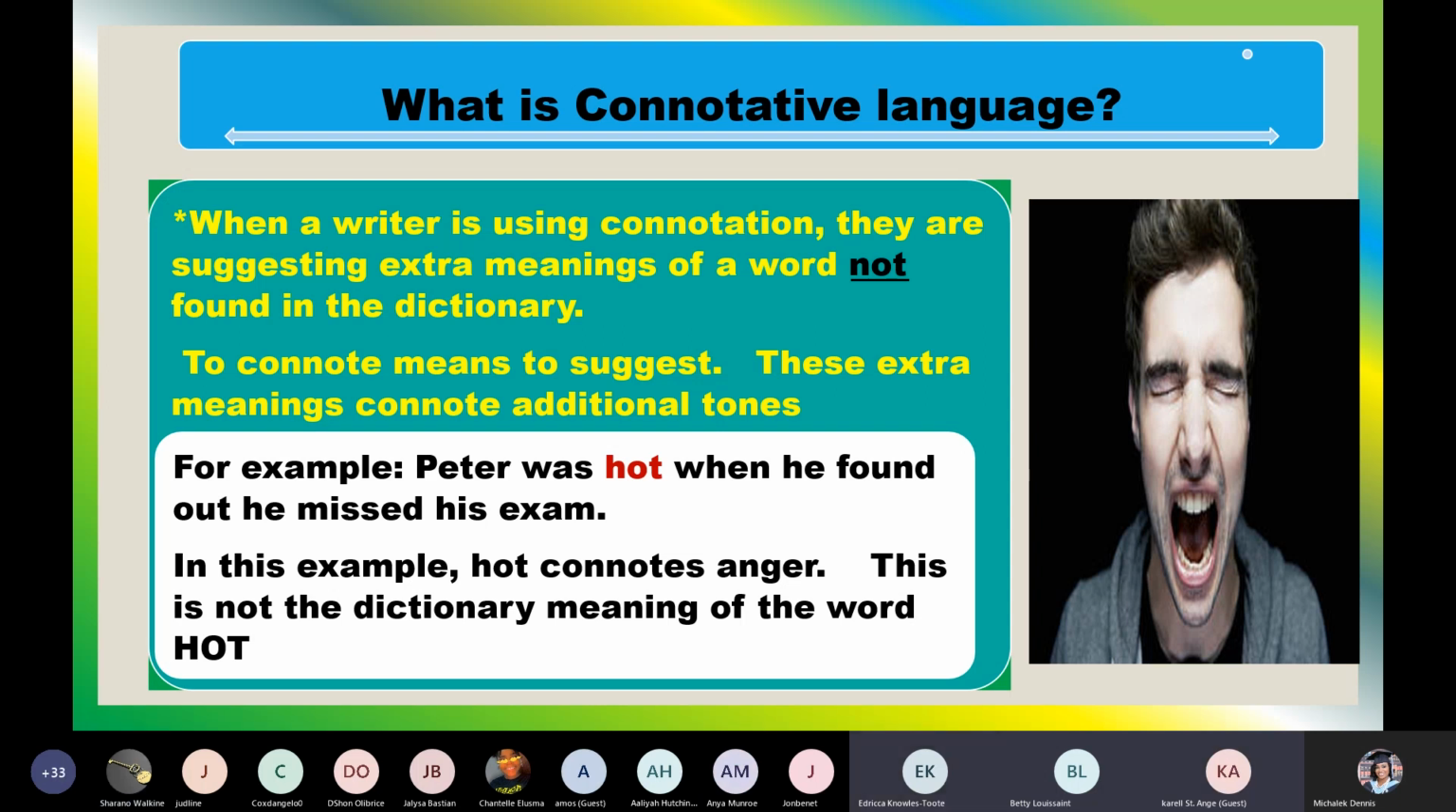Emotions, emotional, very good. Okay, good job, students. So when a writer is using connotation, they are suggesting extra meaning of the word not found in the dictionary.